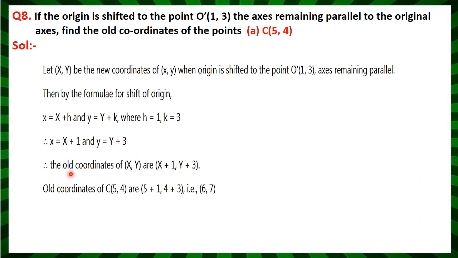Therefore, the old coordinates of (X, Y) are the small letter x and y, which are the old coordinates, so X + 1 and Y + 3. Now, the point C (5, 4) is given with respect to the new origin, so we substitute X = 5 and Y = 4 here. So we will get the point (6, y). So (6, y) are the old coordinates of the point C (5, 4) with respect to the old origin.